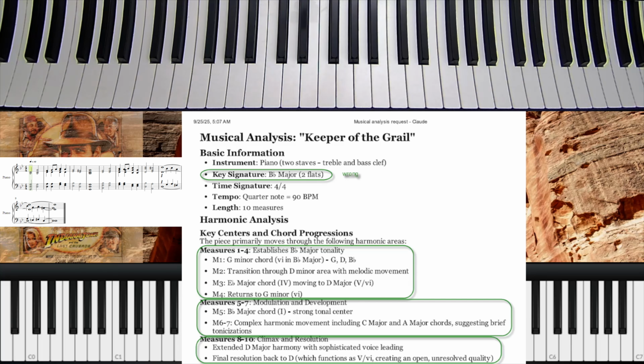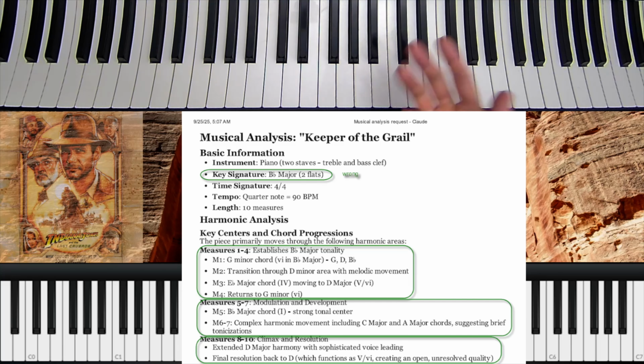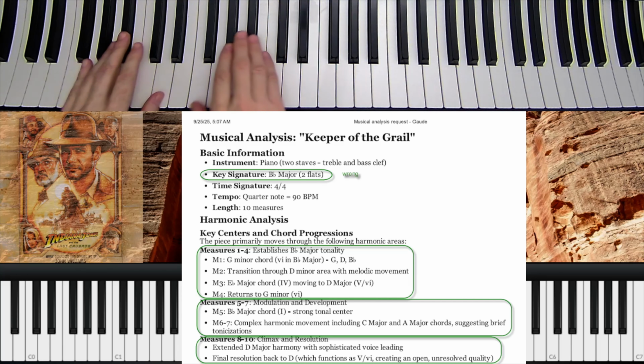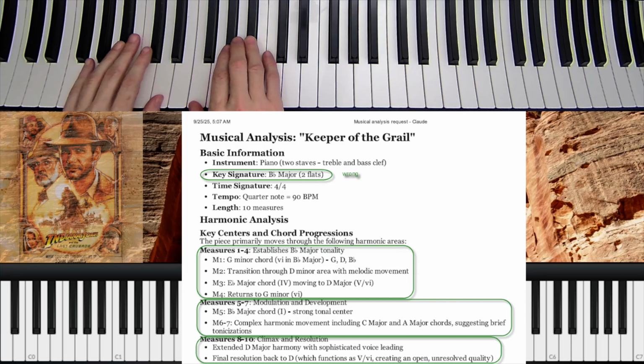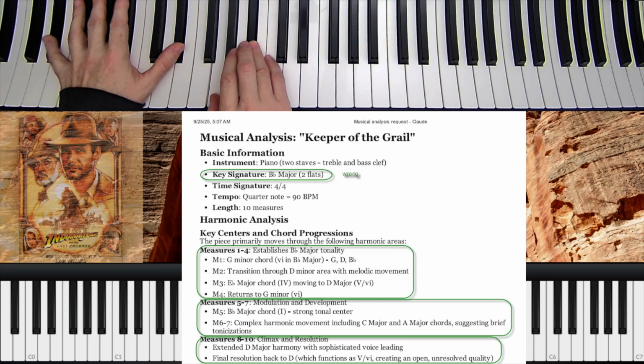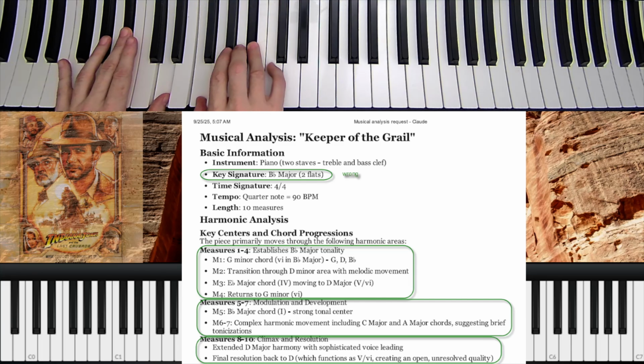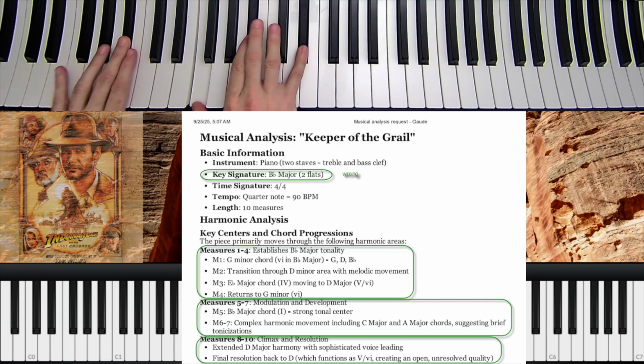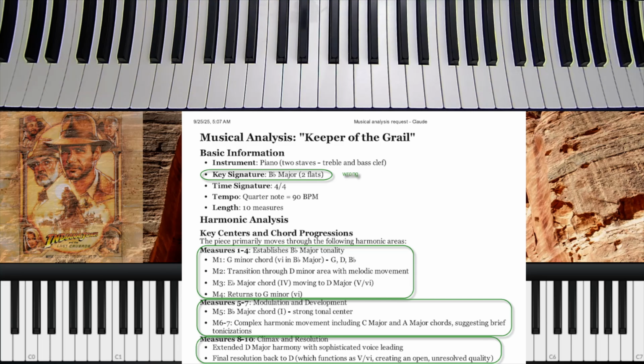Key centers and chord progressions. G minor chord, it's calling it the 6 chord. That's actually the tonal center, not your B flat. This is establishing a B flat tonality. Let's use John Williams again. The Keeper of the Grail sounds nothing like that. It sounds minor. So the only relationship is that G minor is written with 2 flats.